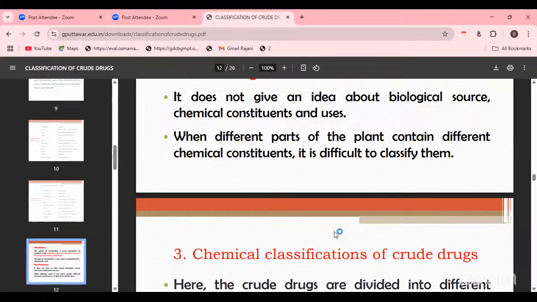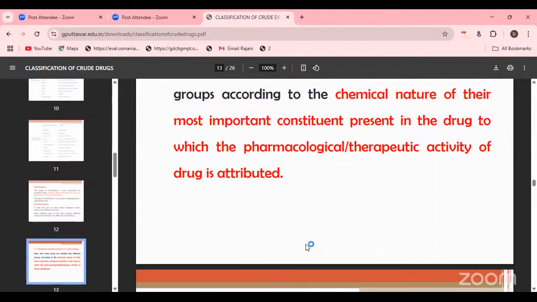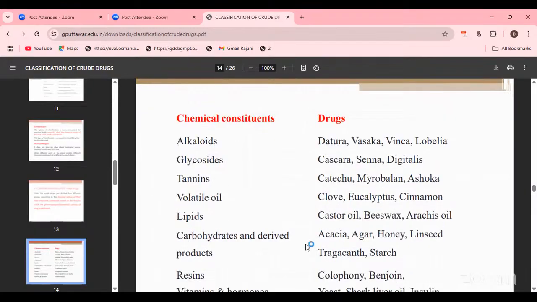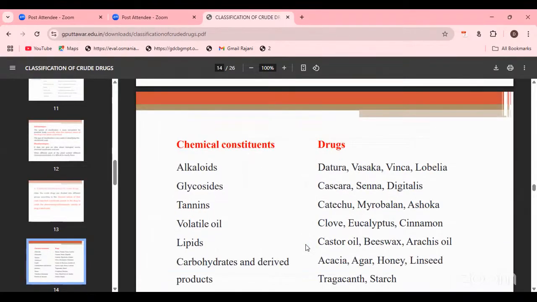Chemical classification of drugs. Here, the drugs are divided into different groups according to the chemical nature of their most important constituent present in the drug, to which the pharmacological or therapeutic activity of the drug is attributed. What are the chemical constituents? Alkaloids, glycosides, tannins, volatile oils, lipids, carbohydrates and derived products, resins, vitamins, hormones, proteins, and enzymes. These are all called chemical constituents.